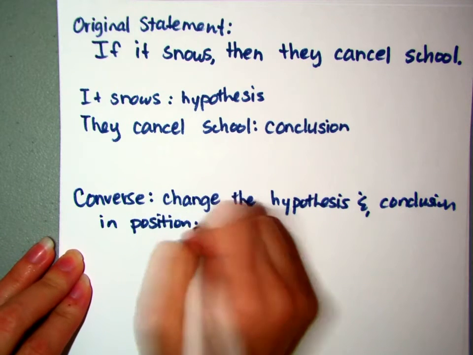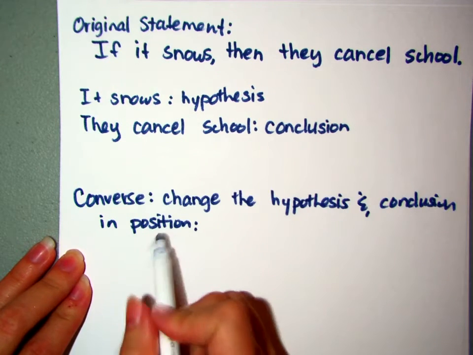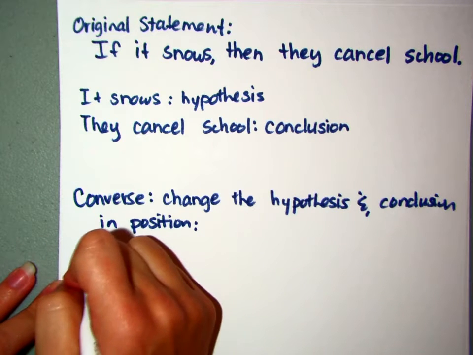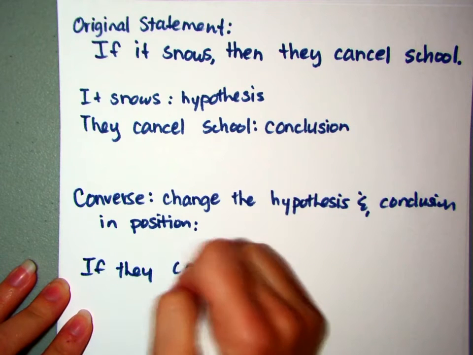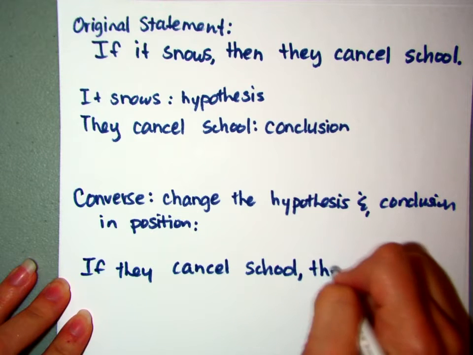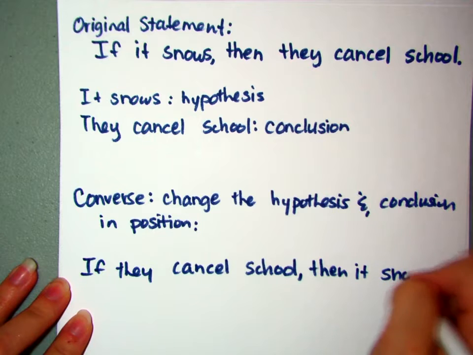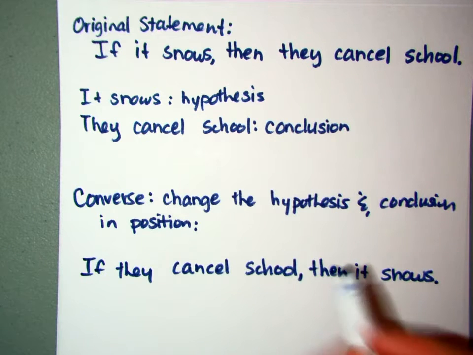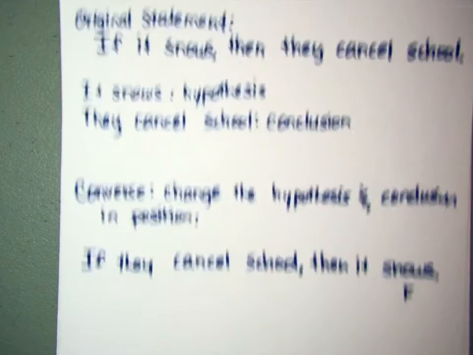So, for example, we started with this hypothesis. We want to end with it if we're going to do the converse. So our if-then statement becomes, if we start with this, they cancel school, then we conclude with the original hypothesis. Then it snows. So is this a true statement, or what is its truth value? Well, there could be other reasons that they cancel school. So we could say that this is false.